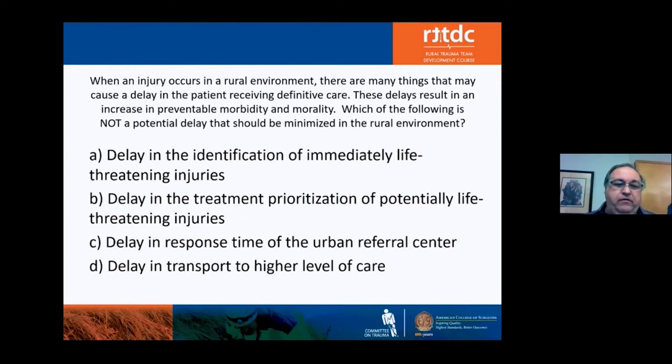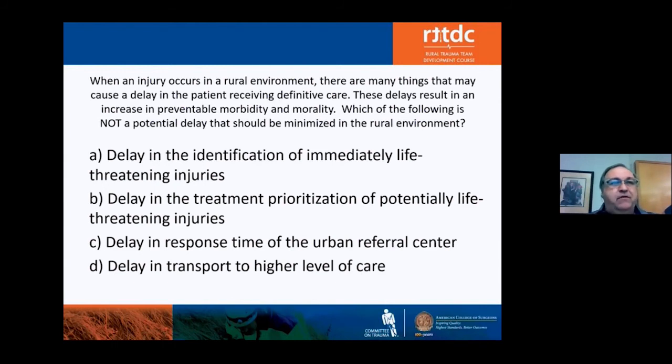Most people answered C, delay in response time of the urban referral. Again, that may be a factor, but it's not a factor that you can minimize in the rural environment. Delay in identification of immediately life-threatening injuries comes with pre-planning and working together and talking about trauma injuries. Prioritization of life-threatening injuries is part of ATLS. And then delay in transport to a higher level of care. This is the one we deal with mostly.